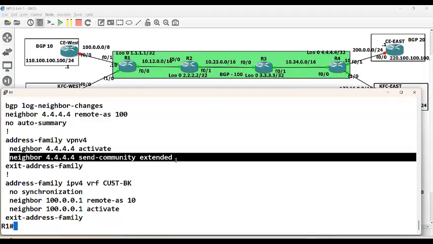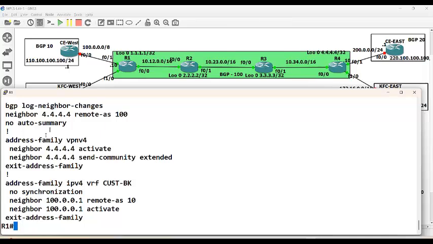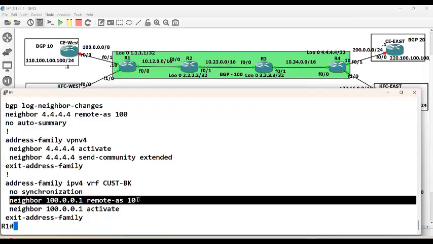I did not give it. You go back and see those videos. I did not give this command. I did not give this. I gave only activate for VPN. I did not give activate for EBGP. It comes automatically when you form the neighbor under the address family.